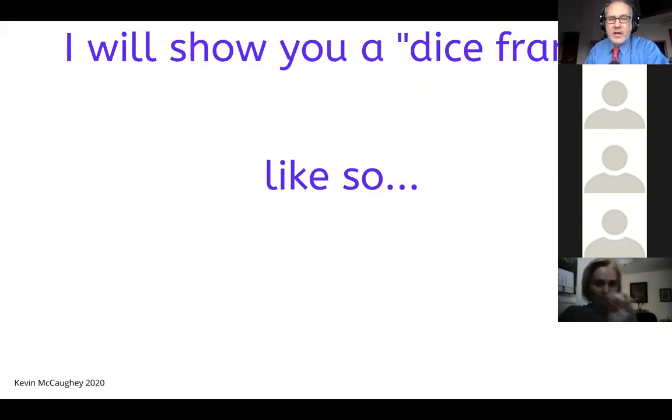Now it's time for a little warmer. I'm going to show you the first of our dice frames. This is what a dice frame looks like.